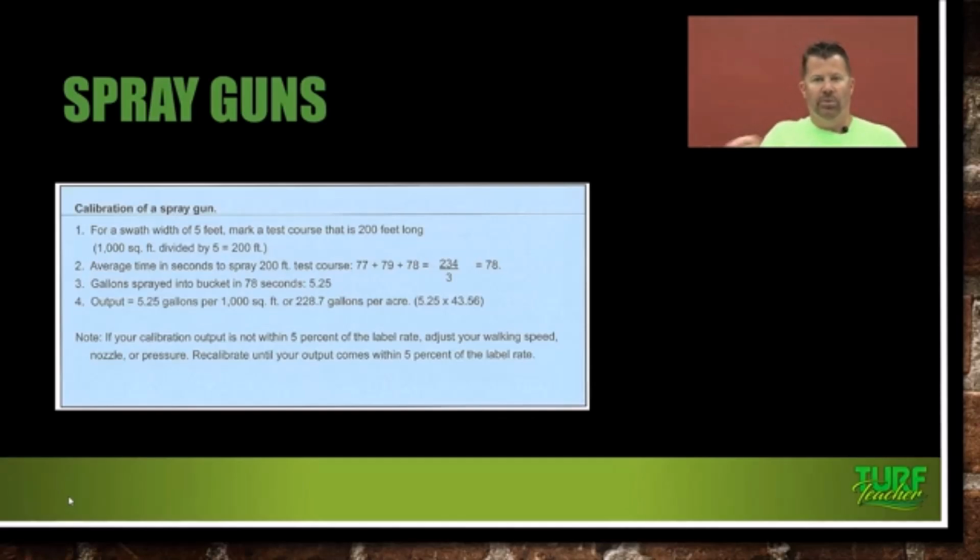And guys, your swath width, that's your spray width. So let's just basically call it that. And so we're coming up with that 1,000 square foot test plot at 5 feet spray, walking 200 feet, which gives us the 1,000 square foot test plot.